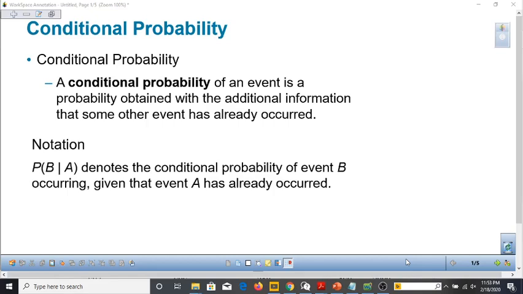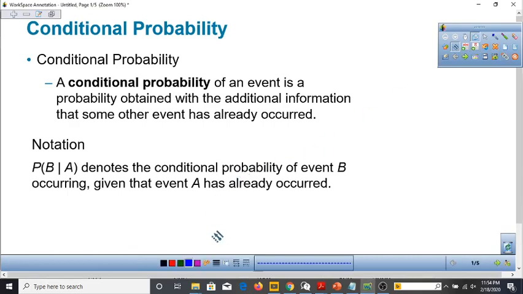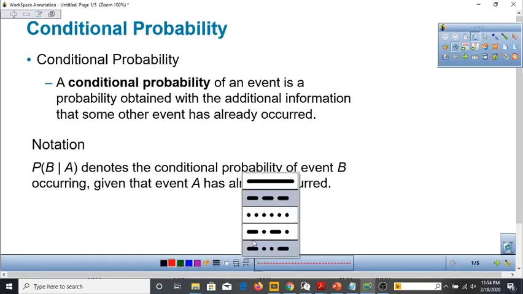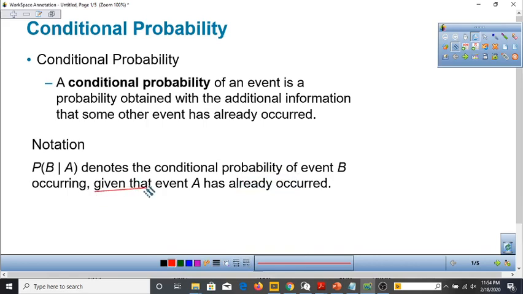The notation of conditional probability is P of B with a vertical bar, like half of an absolute value, then A, and it's read the probability of B given A. So the probability of B given A denotes the conditional probability of event B occurring given that event A has occurred. And that phrase, given that, is very important. That phrase, whether stated outright or implied in the context, is the indication that we're dealing with a conditional probability.